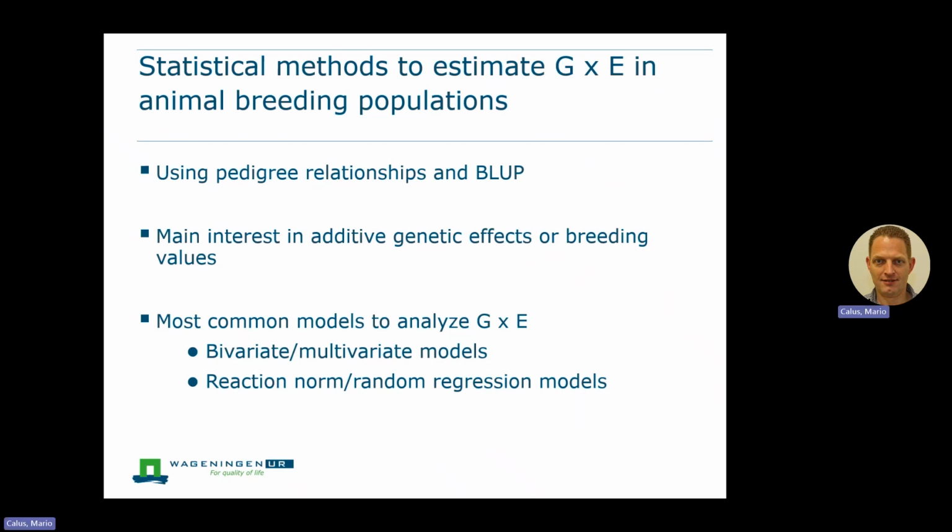So the methods that we use, the statistical methods to estimate G by E in animal populations, we use pedigree relationships between individuals, and we typically use BLUP to estimate breeding values. And the reason is that our main interest is in breeding values or additive genetic effects. So then the most common models to analyze G by E, once again, are bivariate or multivariate models or reaction norm models that are implemented using random regression.